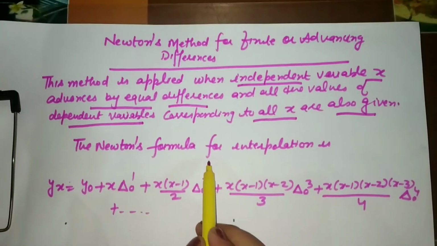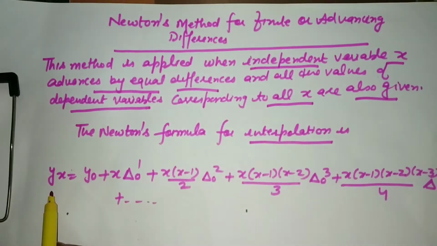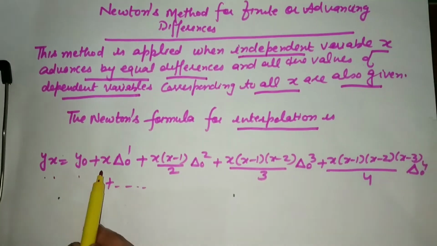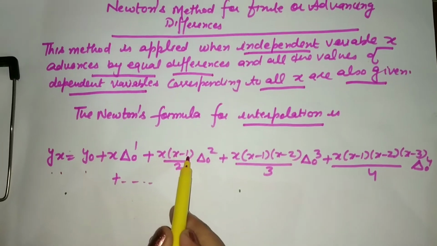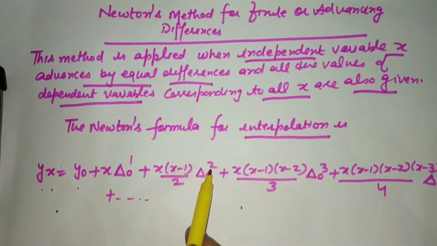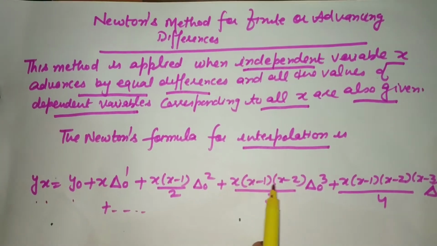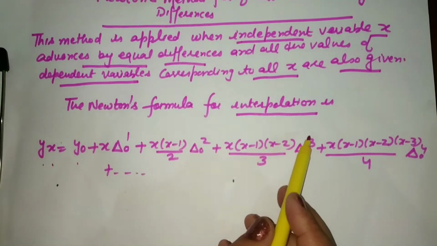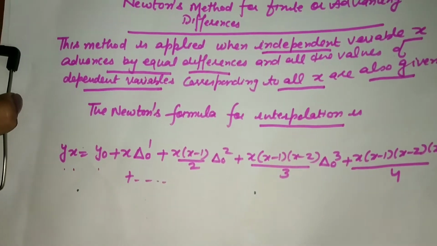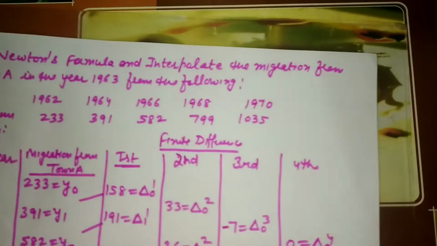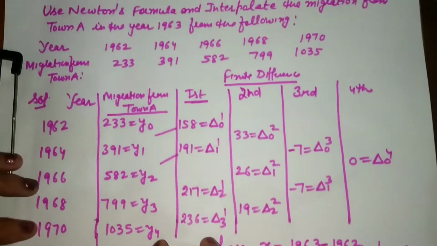The Newton's formula for interpolation is y_x is equal to y0 plus x Δ0¹ plus x(x-1)/2 Δ0² plus x(x-1)(x-2)/3 Δ0³ and so on. So this is the formula of Newton's method for interpolation. I will explain one illustration by this method.